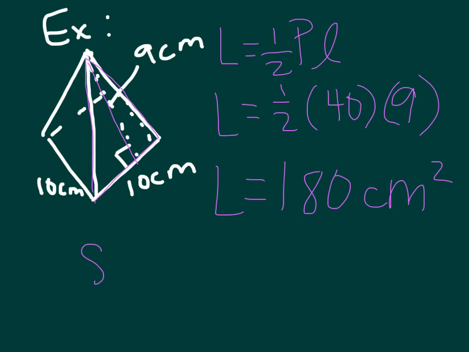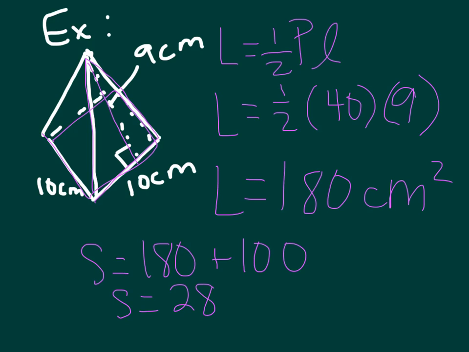And then to find the surface area, I'm going to do that lateral area, which is 180, plus the area of the base, and it's a square, so I'm going to do 10 times 10, which is 100. So my total surface area is 280 centimeters squared.